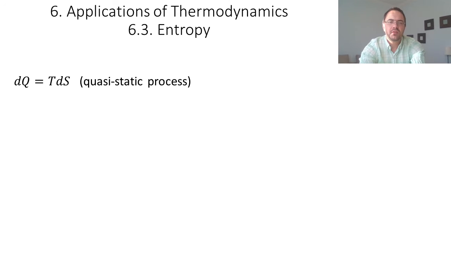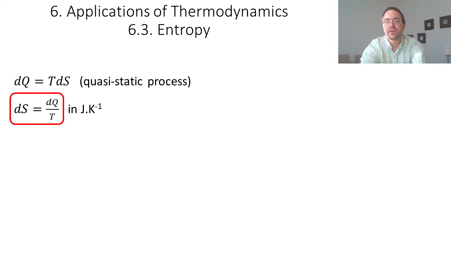Now, since dQ is equal to T dS, then we can calculate dS as dQ over T. So let's discuss what this means for the entropy. Since dQ is a quantity of energy in joules and T is the temperature in Kelvin, then the entropy has the units of joule per Kelvin. And we can also see that dS will have the same sign as dQ, so dS will be positive for dQ positive, and dS can be negative if dQ is negative.